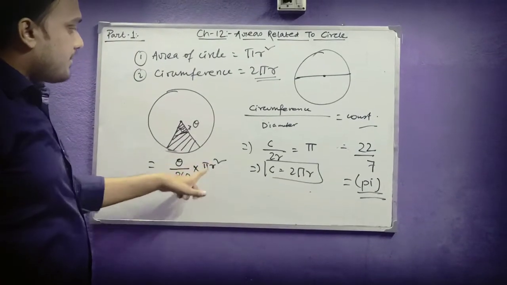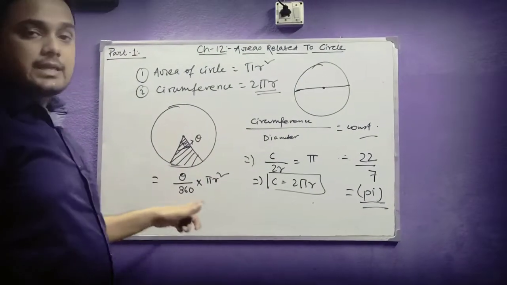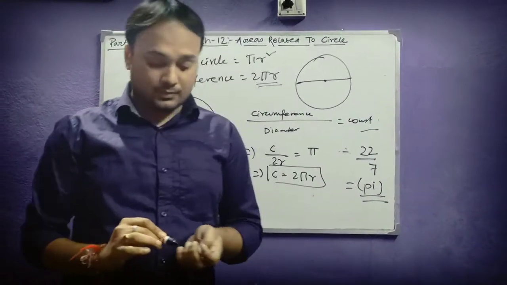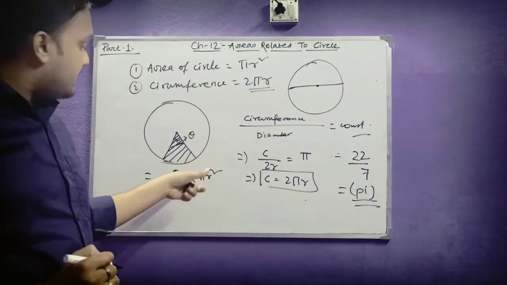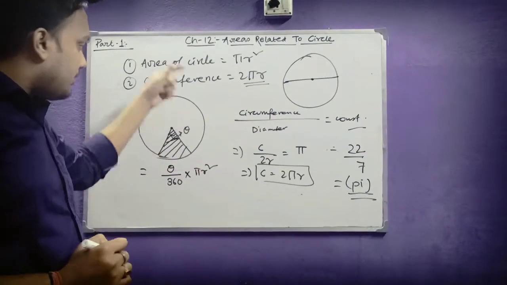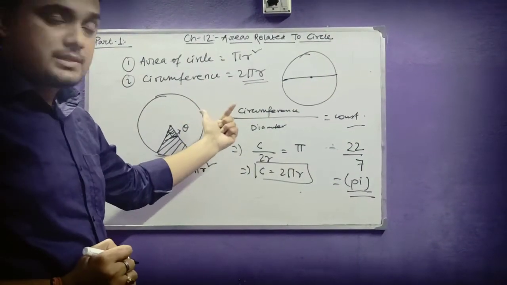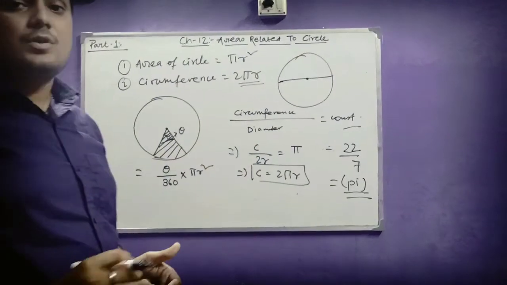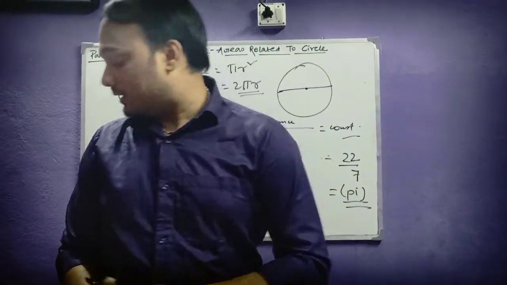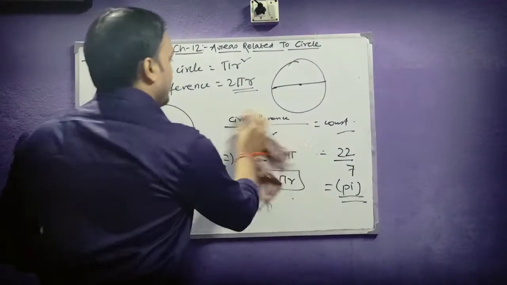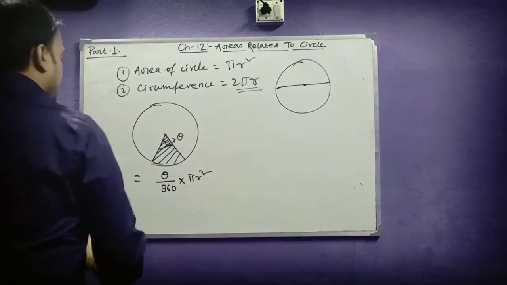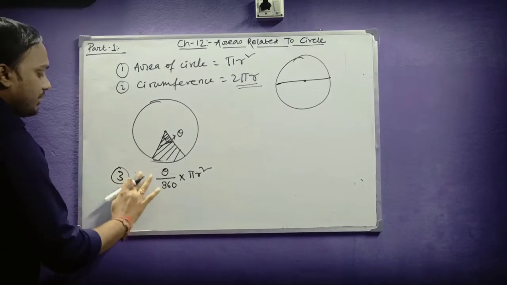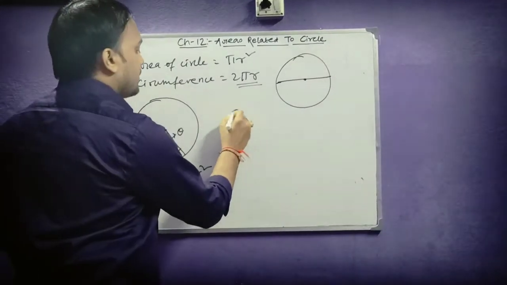So this is my main formula for finding the area of a sector of any circle. That means you need to know the central angle, which is theta, and theta divided by the total complete angle, that is 360 degrees, into the area of the full circle, that is pi r square. Okay, now let us move ahead with the other formula. So this was basically the third formula, which is very important. Let us move on to the fourth formula.